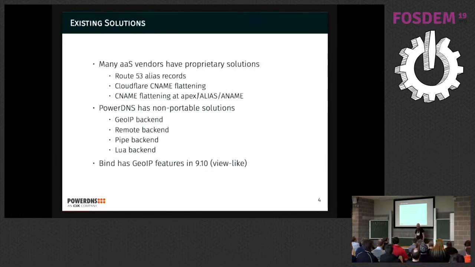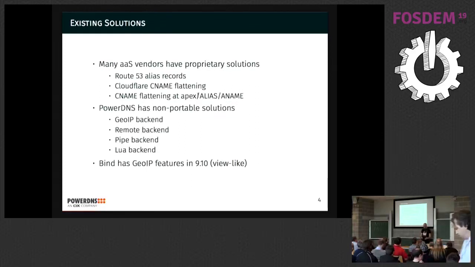So there are many solutions to these issues. There are alias records, there's CNAME flattening, there's flattening at the apex. We have a bunch of non-portable solutions as well. We have a GeoIP backend that you configure in YAML to do things. We have a remote backend that just calls a script where you can return records in any way, shape, or form. We have a pipe backend that does the same, but then as a sub-process. We have a Lua backend where you can type Lua and do all these things. And BIND has GeoIP features in 9.10 and on, which is a little bit more implemented as a view.